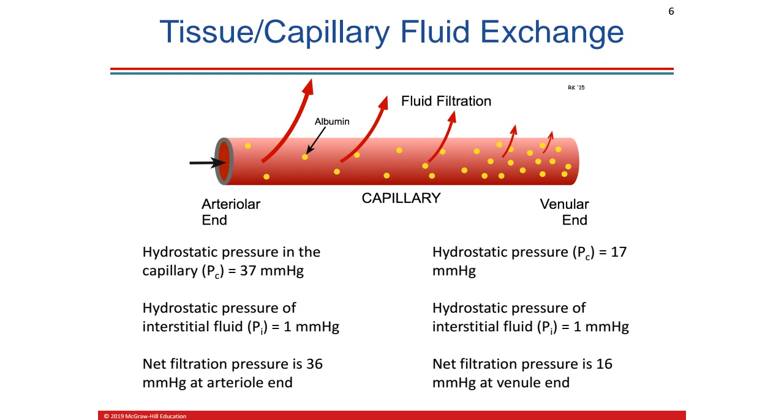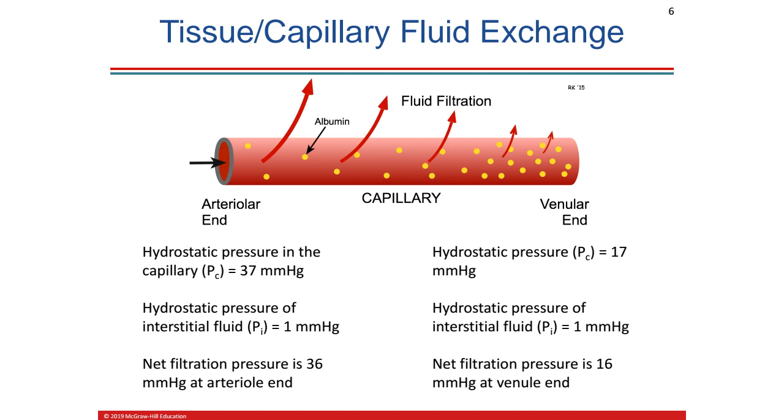Now, there are occasionally situations where this may increase. There are disease states where it might increase a bit. But we can then calculate the net filtration pressure, simply the difference between these two: P sub C minus P sub I. So we have a net filtration pressure of 36 millimeters of mercury at the arteriolar end.